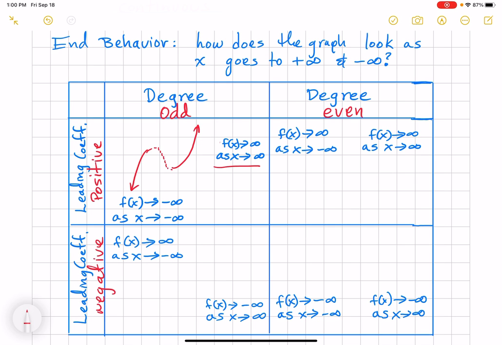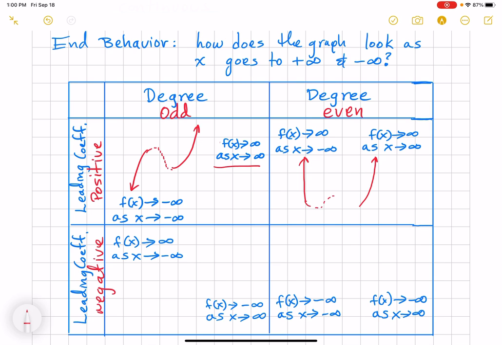And so on the other one, it says the graph of f of x goes down to negative infinity as x goes to negative infinity. In other words, as x moves to the left, the graph is going down to negative infinity. So similarly, for an even degree and a positive leading coefficient, the graph is always going to look like this. It's always going to go up this way and it's going to go up this way.